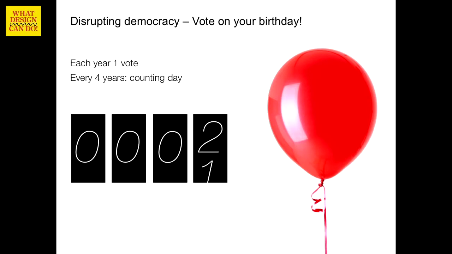As we showed 2 years ago when we designed a new intervention for the democratic system in the Netherlands, which is called Vote on Your Birthday. What we proposed is, instead of voting once every 4 years on a particular day, we asked the people to vote each year on their birthday. And as a result, on every day in the year, thousands, 10,000s of people are voting.